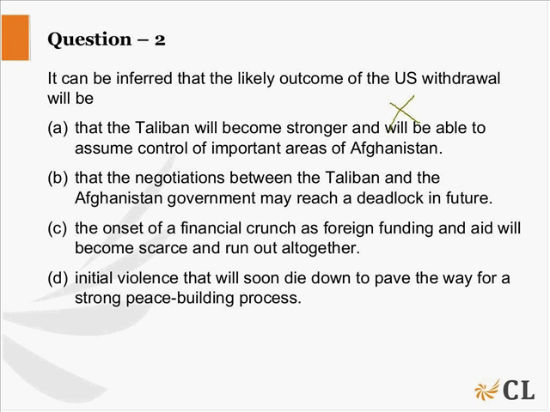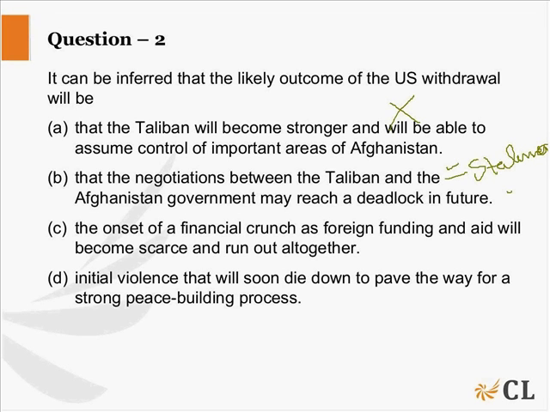The second says that the negotiations between the Taliban and the Afghanistan government may reach a deadlock in the future. We were talking about some kind of a stalemate. If you remember, I spent some time on this word. So this looks likely as an answer, but again I would say whenever you are doing critical reasoning or RC, always go by the process of elimination. Never ever select an answer choice. So elimination is the correct choice and selection is the incorrect way of doing a question. So please remember this.